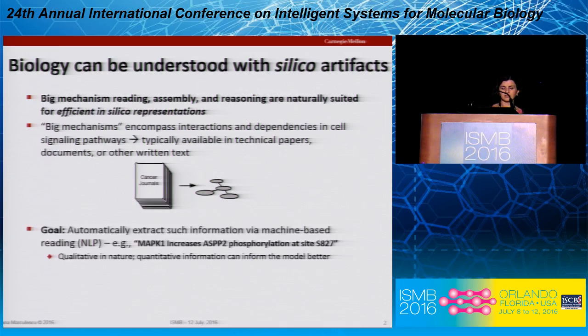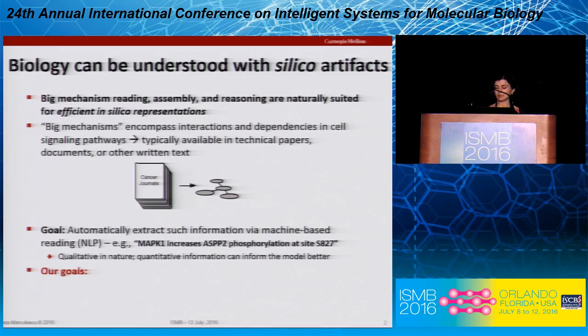The goal of this in general is to automatically extract such information via machine reading, usually natural language processing, and they would parse sentences like what you see there, and then come up with dependencies and causal dependencies or inference that can better inform how to build a model. These are qualitative in nature. So our premise is that quantitative information can inform this model better. So our goals are slightly different.